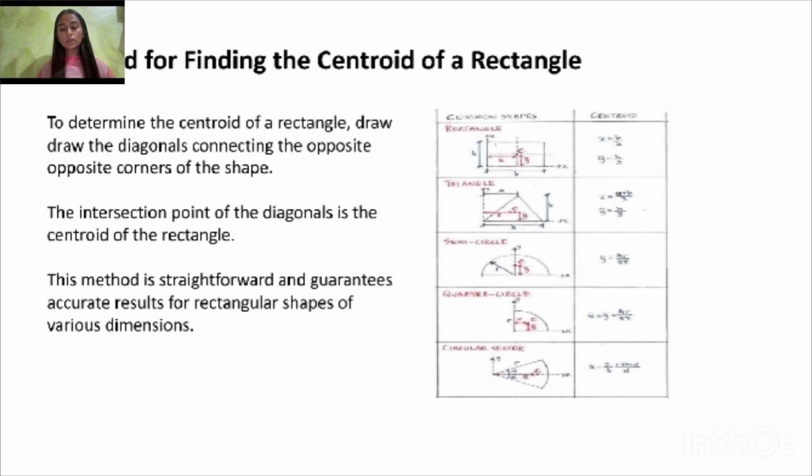For a rectangle, the formula for centroid is x equals b divided by 2, y equals h divided by 2. For a triangle, x equals a plus b divided by 3 and y equals h by 3. For a semicircle, y equals 4r divided by 3 pi. For a quadrant circle, x equals y equals 4r divided by 3 pi. For a circular sector, x equals 2 divided by 3 r sine alpha divided by alpha. This is all about the methods for finding the centroid of a rectangle or any other shapes.